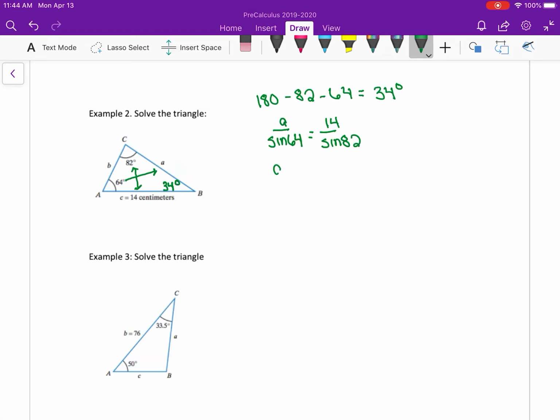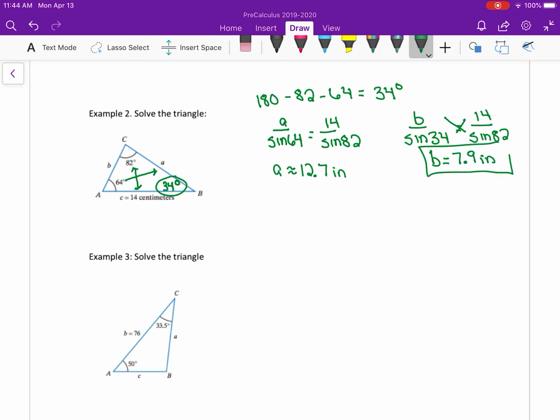You go ahead, cross multiply and divide. You get that side A is about 12.7 inches. And then we need to do the same thing for side B. B is over sine 34. And we can just set that up again with side C. Cross multiply, divide, and you get that B is approximately 7.9 inches. I should have an approximately since we rounded here.